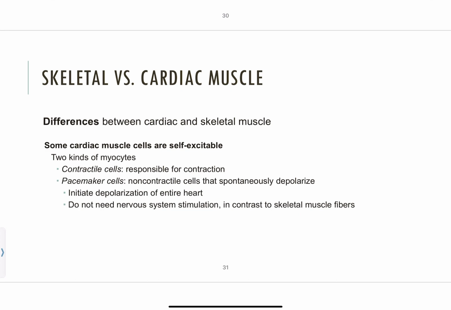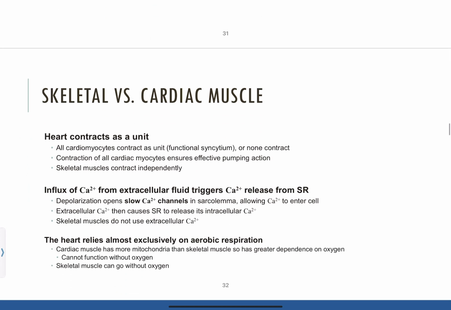So there's actually two main types of cardiac muscle cells, or myocytes. We have our contractile cells that are responsible for producing contractions, and we also have our pacemaker cells, which are going to spontaneously depolarize and set our heart's basic rhythm. Again, we can influence the rhythm, but we can't initiate the contraction. So these pacemaker cells can activate the entire heart without any nervous system input, because again, they're just spontaneously depolarizing.